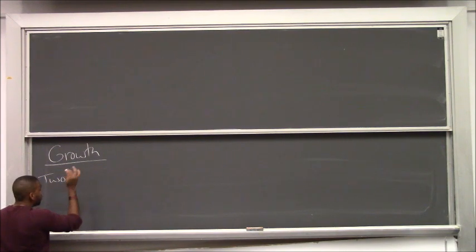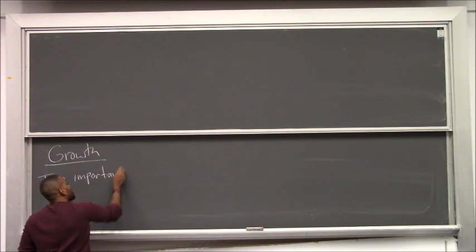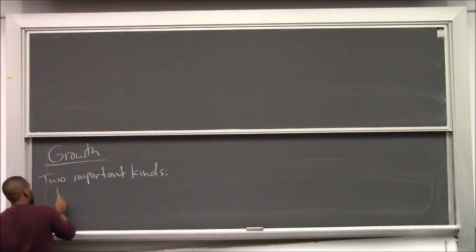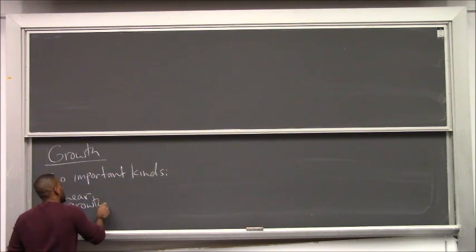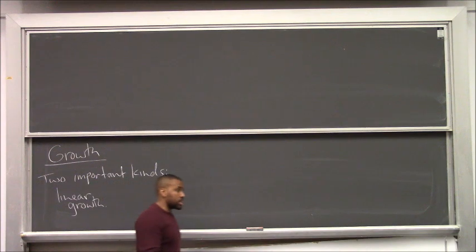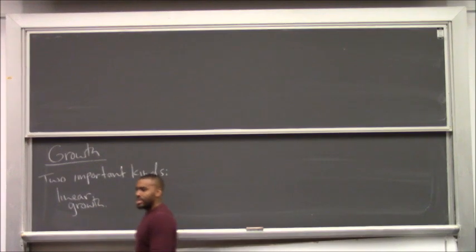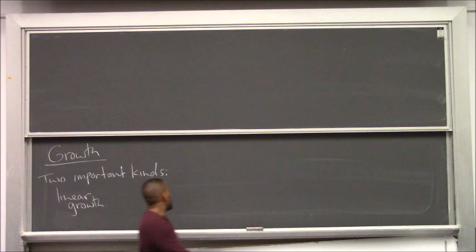There are two important kinds. I mean, there are many kinds of growth, but there are two that are particularly important and widely applicable. We call it linear growth. That's when something increases or decreases by a fixed amount per unit time. Like if you're adding up how much money you're paying on your Netflix account, that's linear growth, right? They charge you the same amount of money every single month.